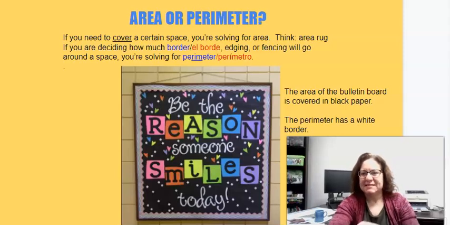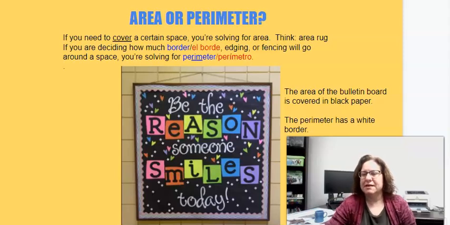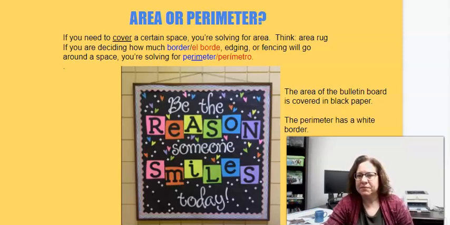Hi everybody, today we're talking about area and perimeter. We need to decide which one we're solving for. And if you need to cover a certain space, you're going to solve for area. Think about an area rug. You throw it down on the floor to cover a certain area of your floor.